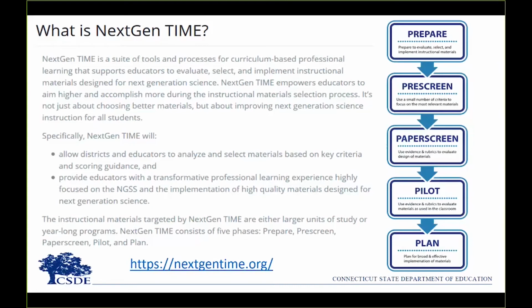Number 4, pilot. Teachers from the team try out units from the remaining 1 or 2 programs in the classrooms by teaching a unit of instruction and gathering evidence from student work and supports for teacher implementation. And number 5, plan for implementation. NextGen TIME provides a structure that helps to empower educators to aim higher and accomplish more during the instructional materials selection process. It's not just about choosing better materials, but about improving next generation science instruction for all students.